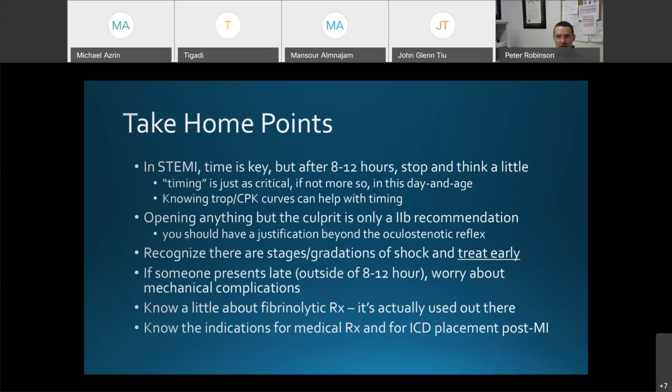Hi, Dr. Robinson. Hey, John. Thank you for the great talk. I had a practical question. When do you say we would use Cangrelor, the P2Y12 inhibitor, in what clinical situations?